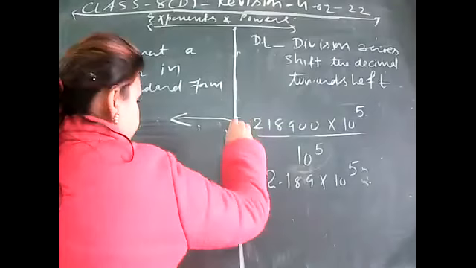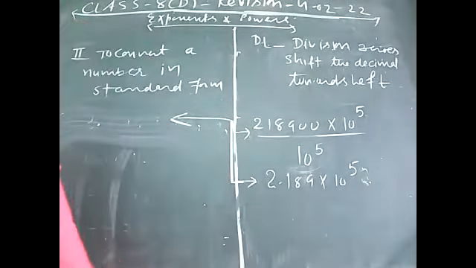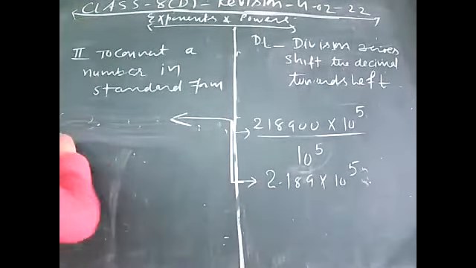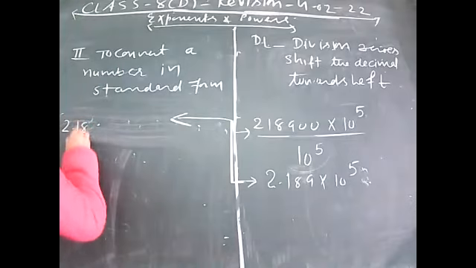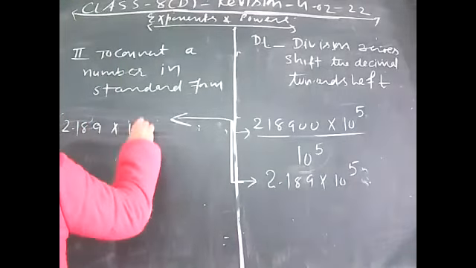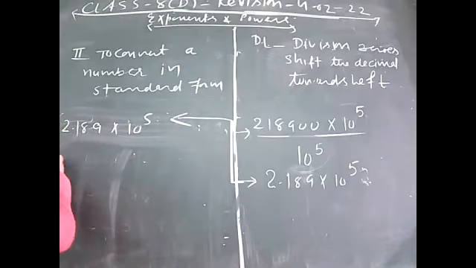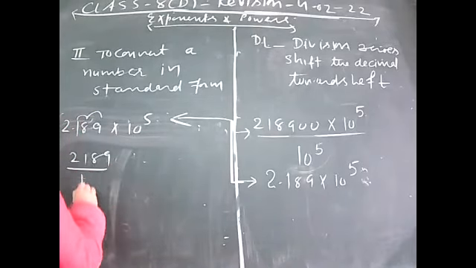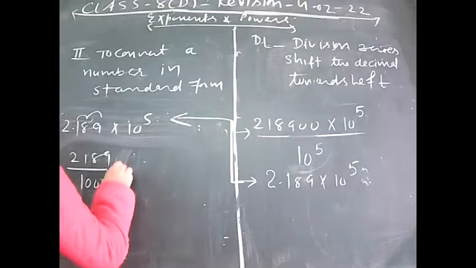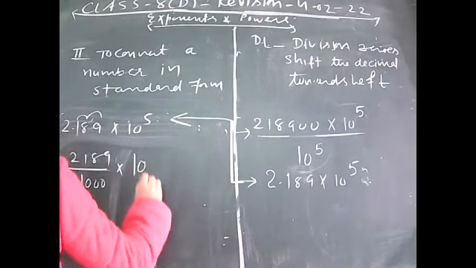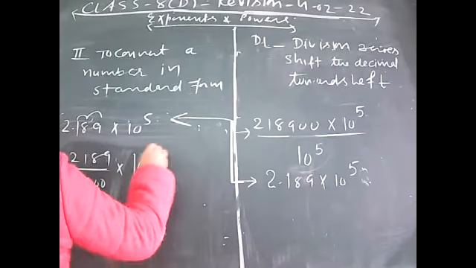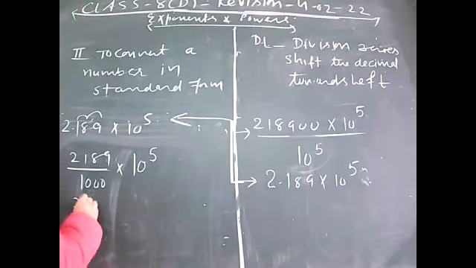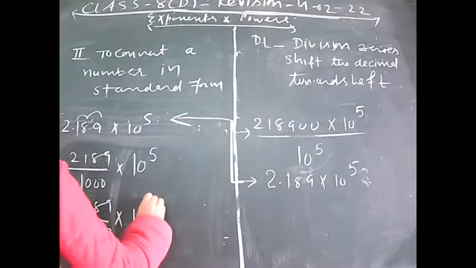So what is the way? क्या तरीका होता है? जो भी आपका नंबर है, आपने पहले उसको यहाँ पे लिख लेना है. You just have to remove the decimal. Decimal हटा. In the numerator, how many places? 3 places, 3 zeros. यहाँ पे 10 की 5 zeros. आप एक्सपोनेंट यूज कर सकते हो. 2189 10 raised to power 3 into 10 raised to power 5.